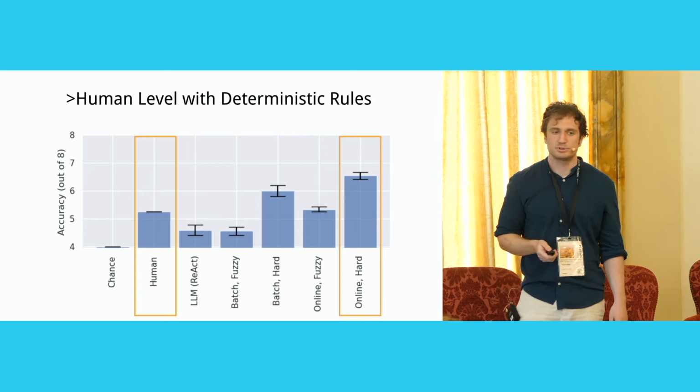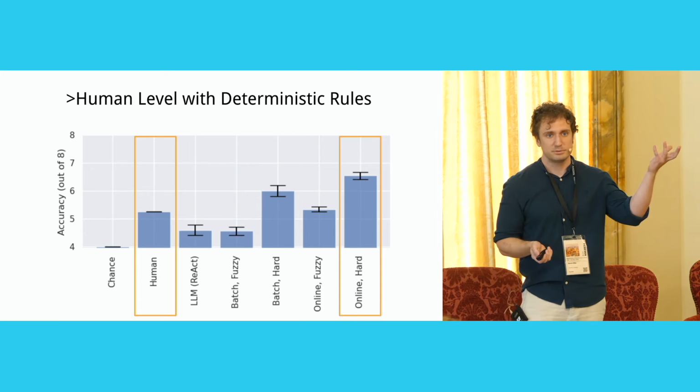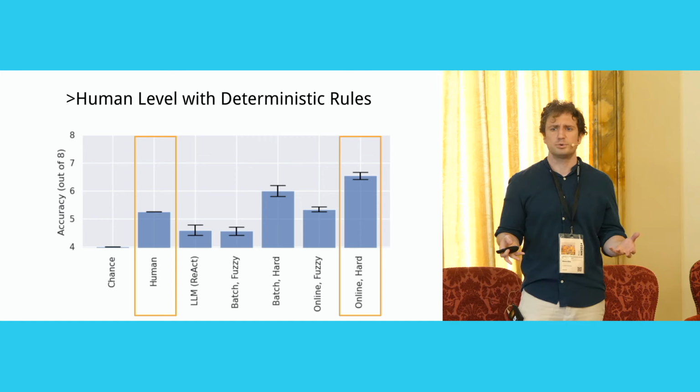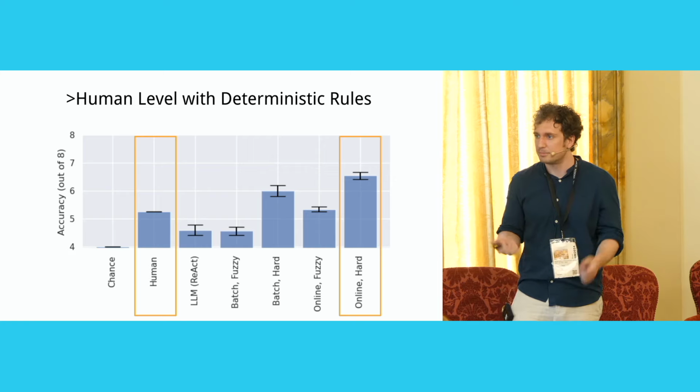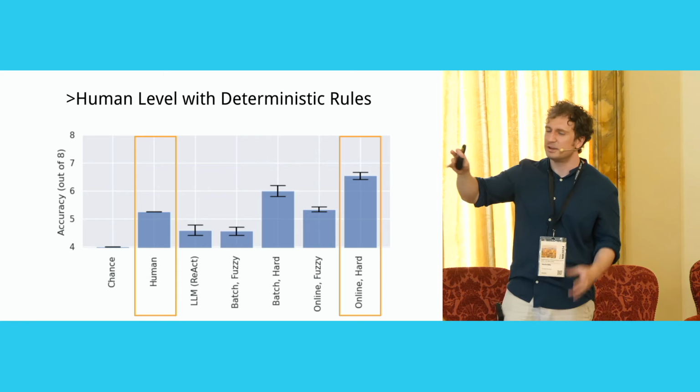If you assume instead the rules are deterministic, you can actually do better than humans, which makes sense because the underlying rules are deterministic, so you have kind of a model mismatch. So you have to make the right assumption. Humans, however, seem to be conjecturing these kind of fuzzy, noisy rules.